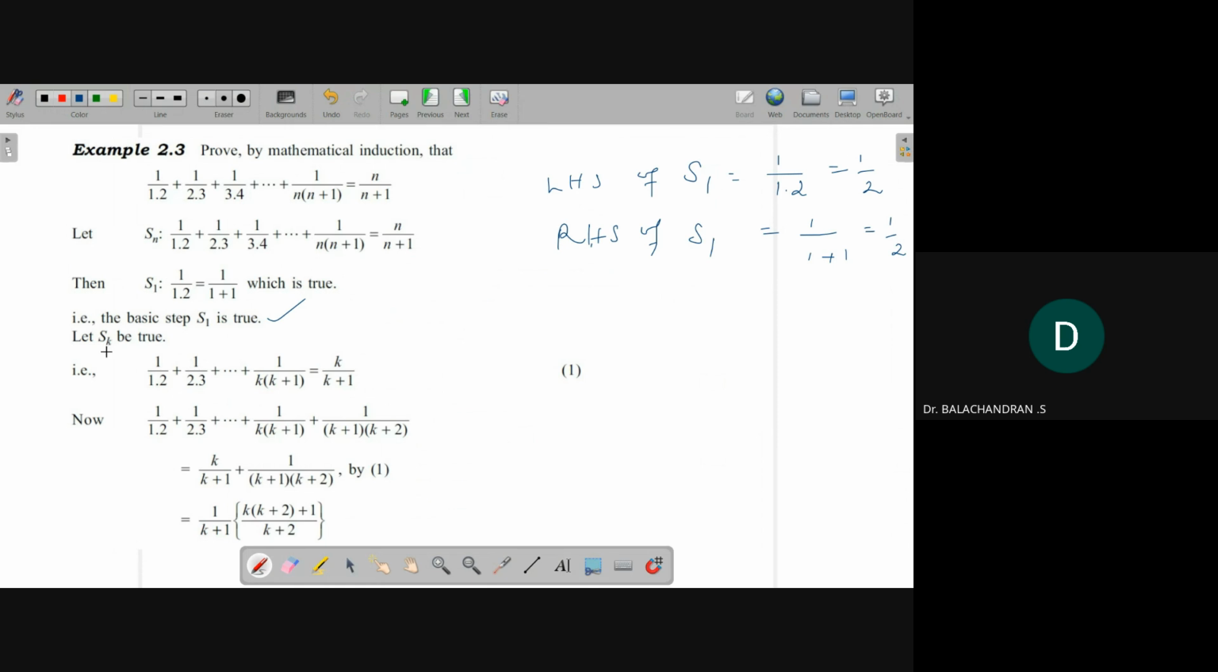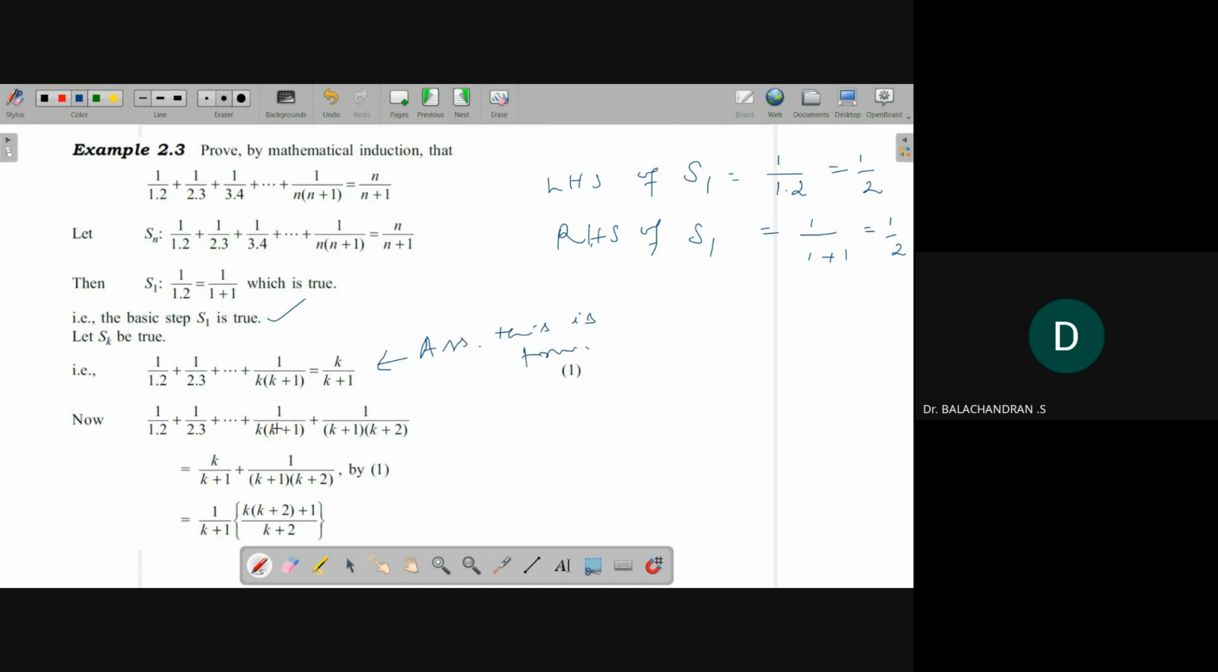That means the first k terms, 1 by 1 into 2 plus 1 by 2 into 3, up to n equal to k, means 1 by k into k plus 1 is equal to k by k plus 1. I am assuming this is true.